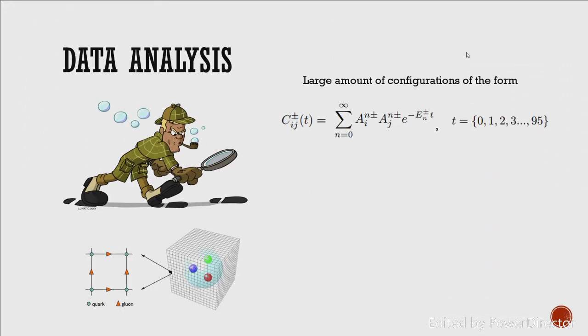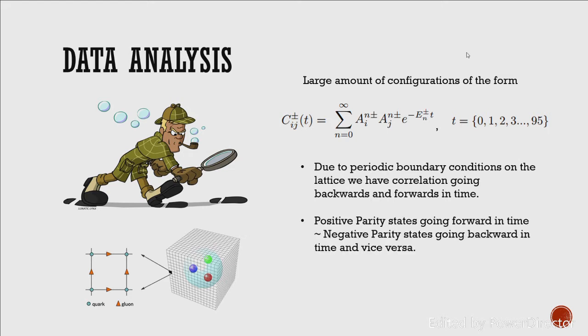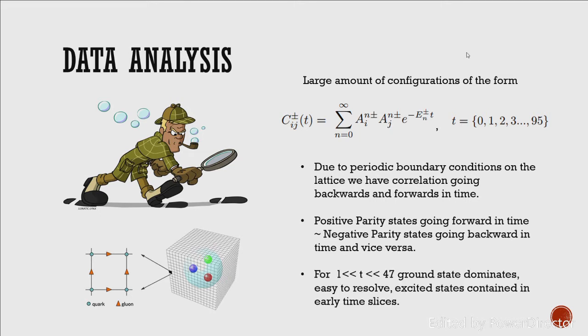From the simulation, we have a large amount of samples in the form of the 2x2 correlation matrix pictured. Due to the periodic nature of the lattice, we have backwards and forwards time correlations. The positive parity states going forward in time correspond to the negative parity states going backwards in time, and vice versa. Also, due to the exponential dependence, the ground state dominates at later times, and the excited states are all contained in the earlier time slices.